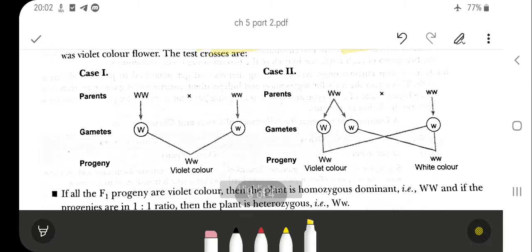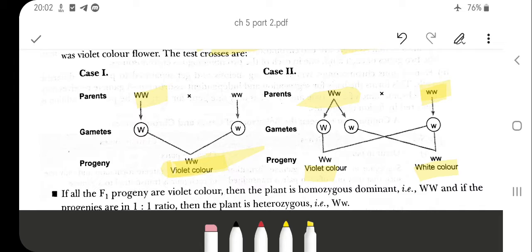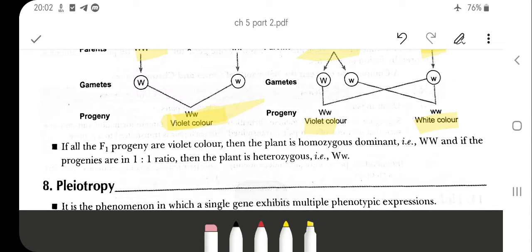So we are getting here 100% violet. But if the F1 genotype is hetero crossed with the recessive, we are getting the 50-50% ratio, that is 1:1, violet and white flowers. I have already discussed that if we have a result of 1:1, it means one of our parents is hetero and another is homo, that is recessive.